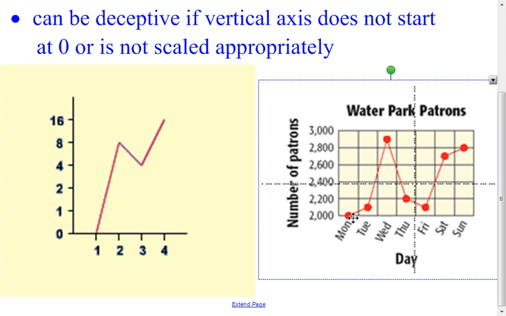So between Monday and Tuesday, it goes from 2000 to 2100. And from Tuesday to Wednesday, it goes from 2100 to 2900. Really not that big of a difference, but it sure looks like it when you have the graph that does not start at 0. Okay?